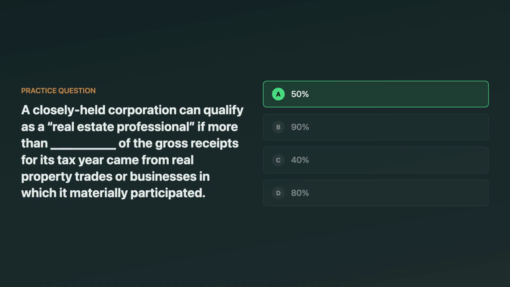The answer is more than 50%. For this corporate rule, the threshold is a majority of gross receipts coming from real property trades or businesses where the corporation materially participated. 90% sounds believable because it feels strict, but the tested number is just over 50%.